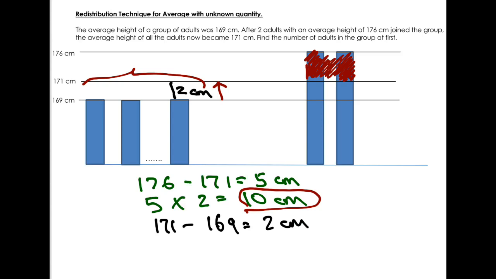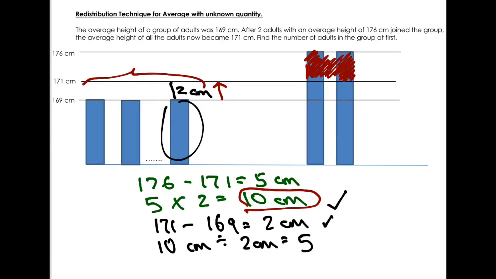I only have an extra of 10 centimeters, and each of these adults here need to gain an additional height of 2 centimeters. Therefore, I can take 10 centimeters divided by 2 centimeters to find out that there are 5 adults there at first. So this technique is called the redistribution technique, whereby you take those with too much to distribute to those who has not enough to reach the new average.